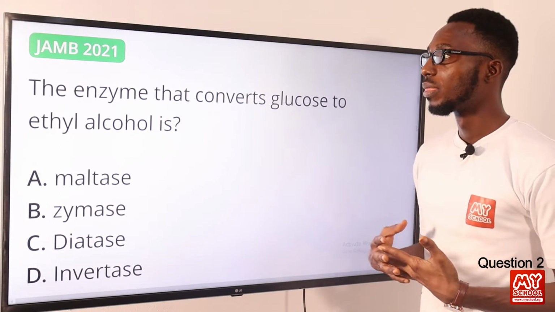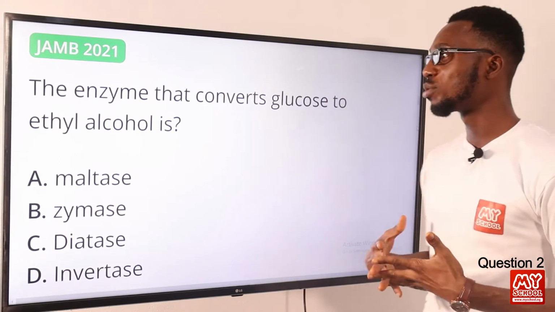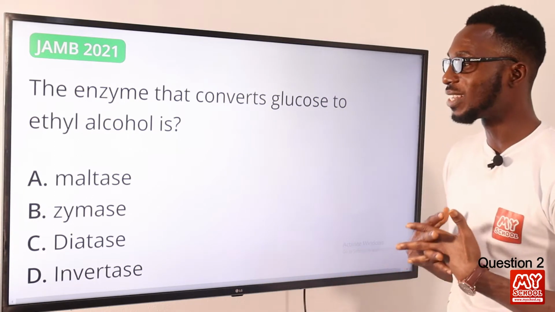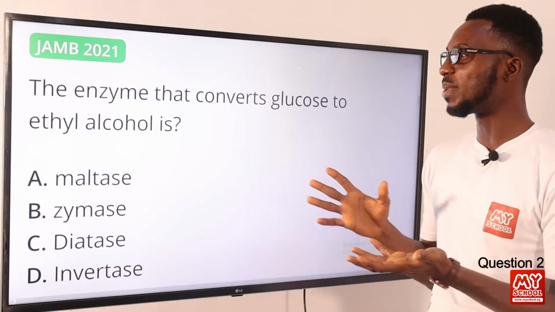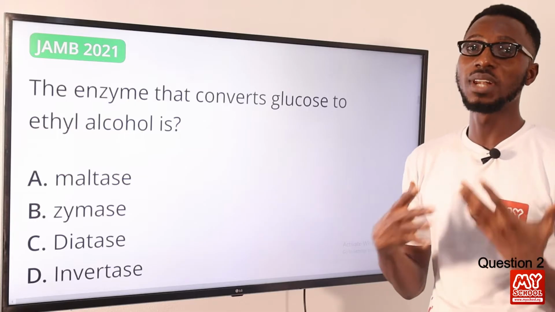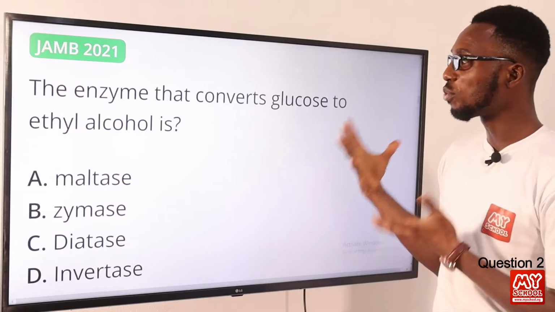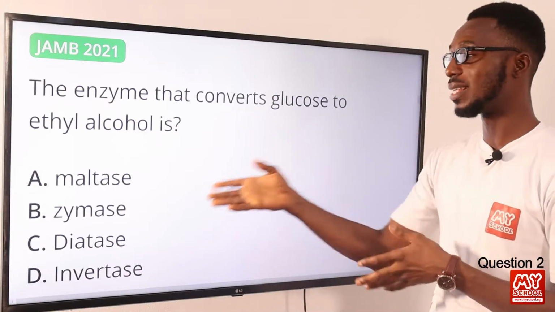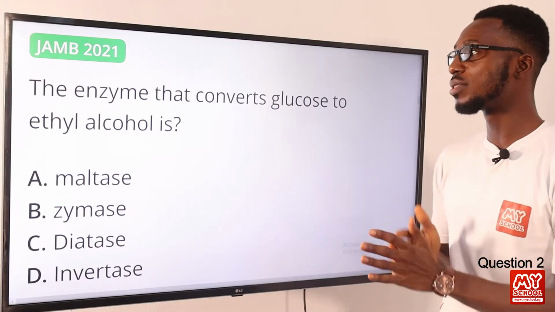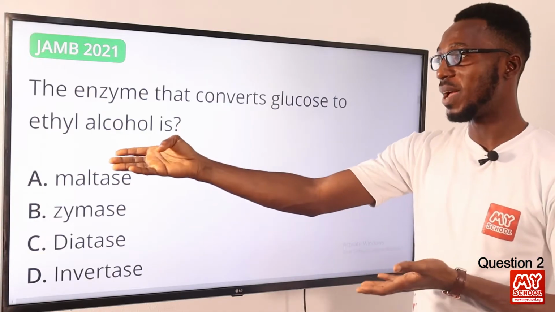Question 2. The enzyme that converts glucose to ethyl alcohol is what? That is zymase, and we're talking about yeast. All right. This process is basically about fermentation. You know, that fundamental reaction where glucose is broken down by this enzyme zymase to produce your ethanol. This is the old name, ethyl alcohol.